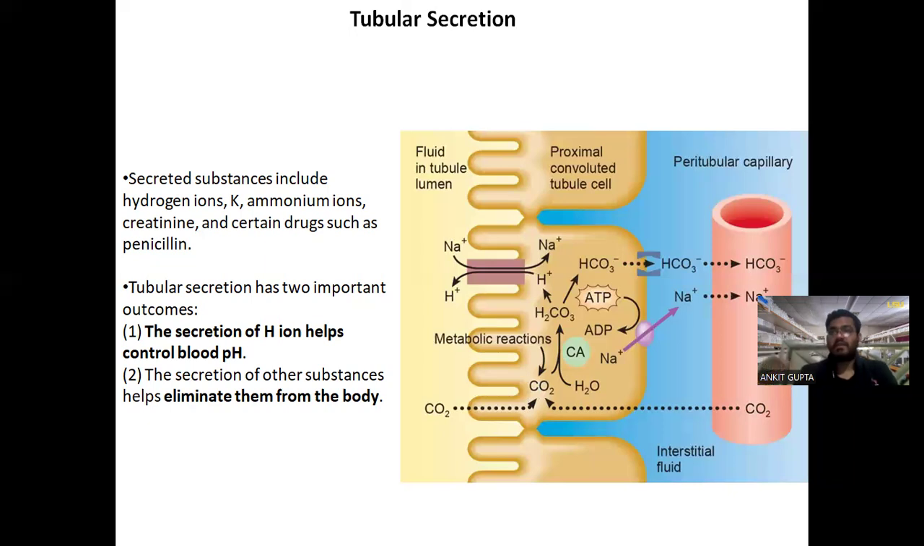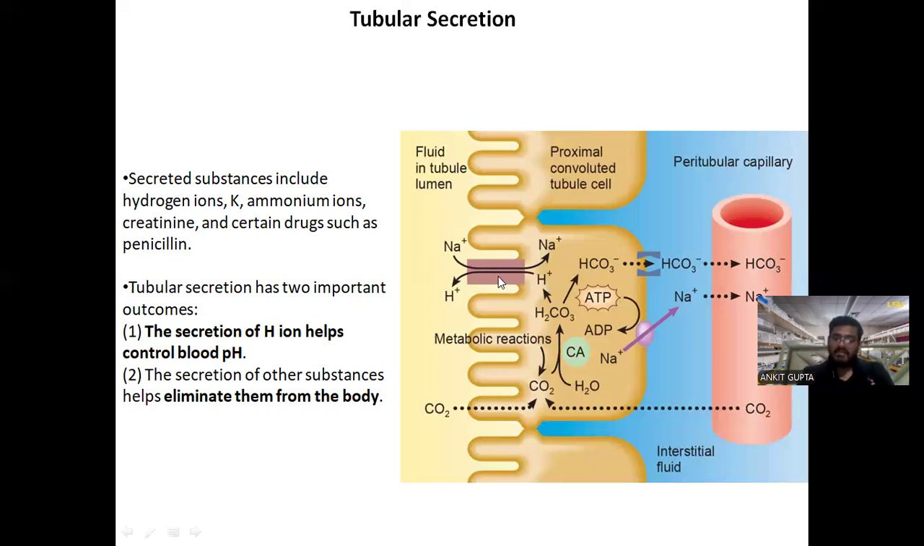This we may have studied in the respiration chapter. So carbonic anhydrase leads to the formation of carbonic acid, that is H2CO3. This carbonic acid further dissociates into hydrogen ion and HCO3 ion, which goes out into the interstitial fluid, and HCO3 ions are preserved because this acts as an important buffer system to maintain the blood pH.